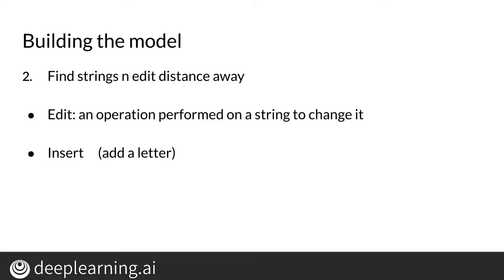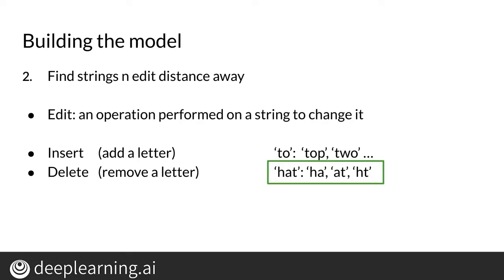Now consider an insert operation, for example. This is a type of edit that adds a letter to a string in any position. For example, starting with the word "to", insert a P at the end and you get "top", or insert W in the middle and you get "two". A delete operation removes a letter. For example, start with the word "hat", delete T from the end and you get "ha", or delete H from the front and you get "at", or delete A from the middle and you get the string "ht".